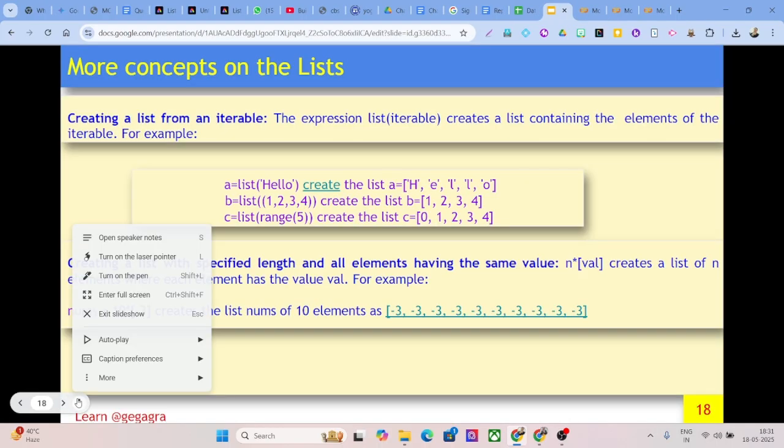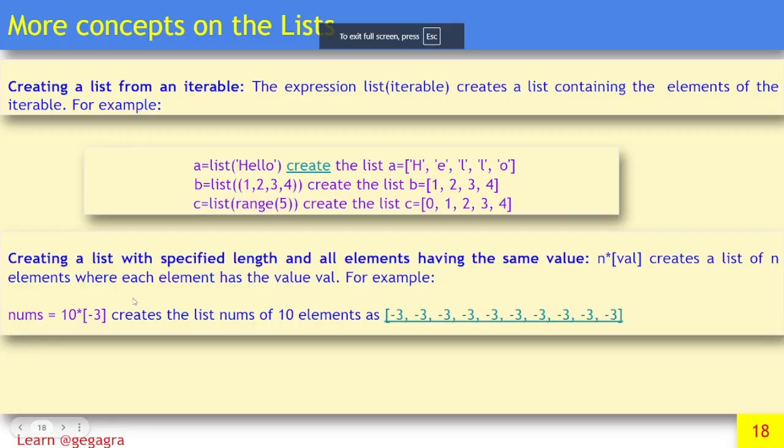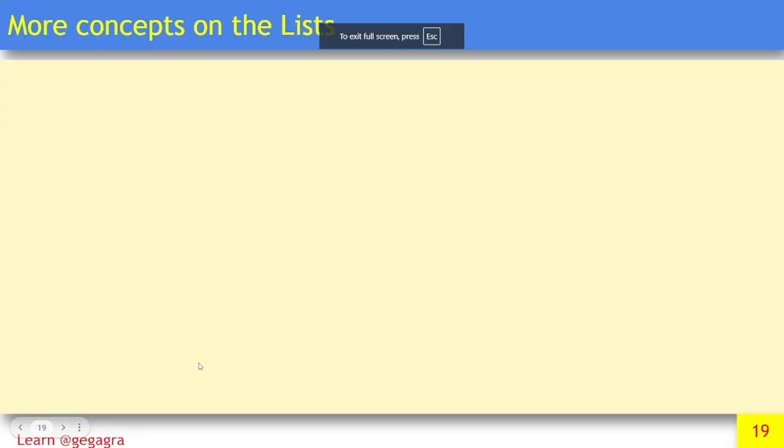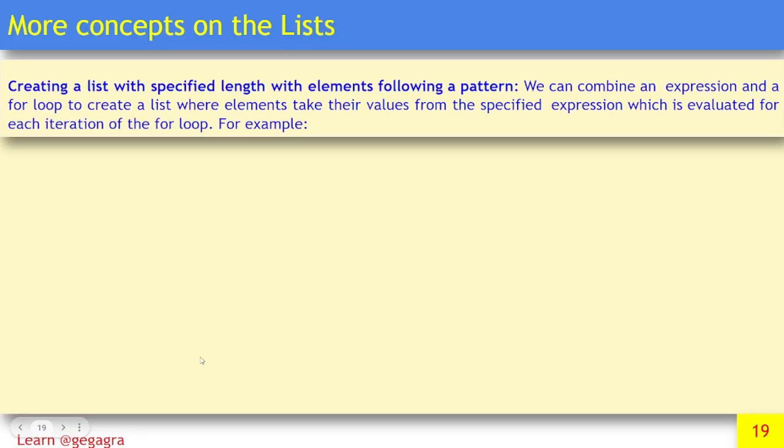Now the next example: how to create a list using a for loop. Creating a list with a specified length and with elements following a pattern, we can combine an expression and a for loop to create a list where elements take their values from the specified expression, which is evaluated for each iteration of the for loop. So let's see this example.